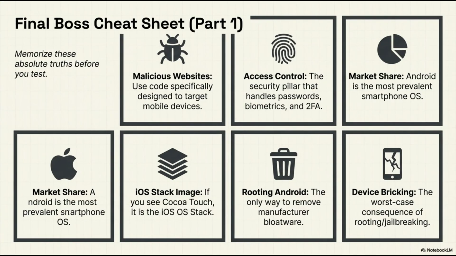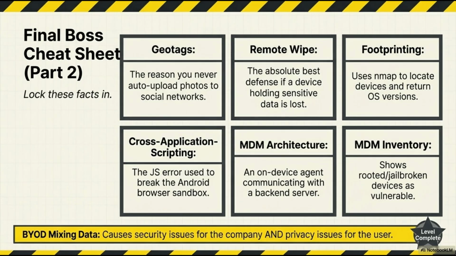Device bricking is the worst-case consequence of rooting or jailbreaking. Geotags are the reason you never auto-upload photos. Remote wipe is the absolute best defense for a lost device holding sensitive data. Footprinting uses Nmap to locate devices. Cross-application scripting is the JavaScript error used to break the Android browser sandbox.